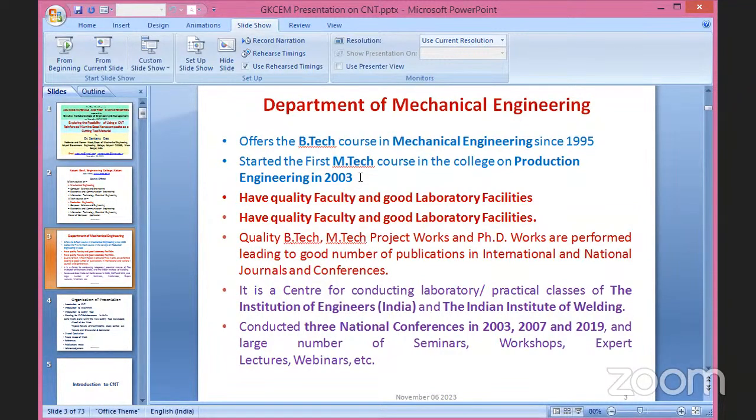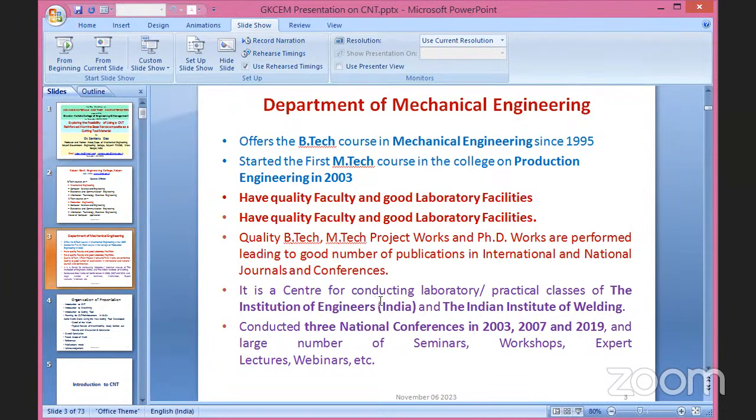And we have good faculty and pretty good laboratory facilities, but obviously the lockdown caused some havoc, because some of the facilities could not be run regularly and are coming under repair and maintenance. That is happening everywhere, and we are also suffering with this. With quality BTech final year projects and mini projects, master's degree project works and also PhD works, we have done a lot of experimental, computational and other kinds of work, and ultimately a good number of publications have been made out of these works. That is one beauty of our department.